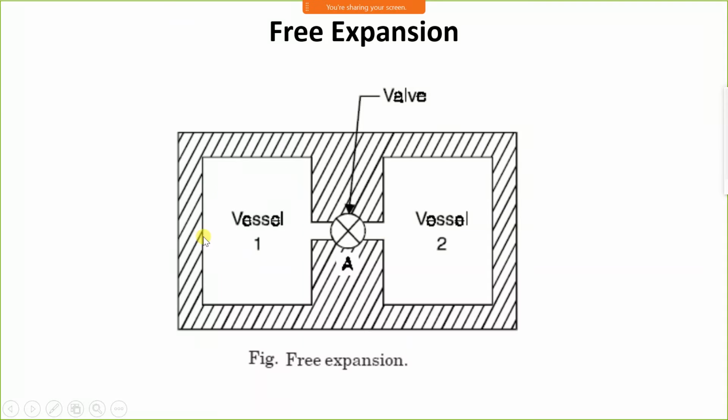Since there is an expansion, work should be done, but since it is a control volume, the volume remains the same. Since the volume is the same, there is no work done. Also, these two vessels are completely insulated, therefore no heat transfer. No work done, no heat transfer.